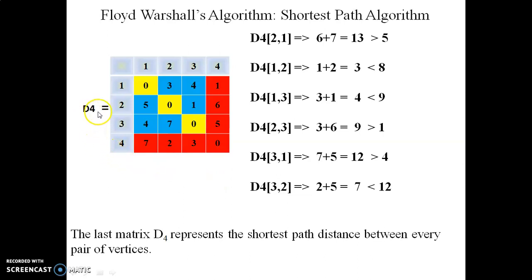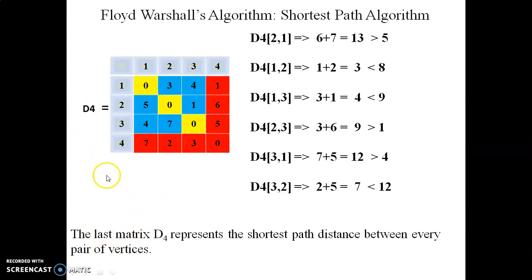Next we obtain the D4 distance matrix. In this D4, the fourth row and fourth column will be same as that of D3. D4 of 2, 1 refers to this particular index. So this particular entry corresponds to 6 and 7. So 6 plus 7 is equal to 13. Now this 13 again we have to compare with the index value of the previous matrix, which is 5. Now 13 is greater than 5, so we keep the minimum value, that is 5. So 5 is written here. Similarly, we obtain this 4, 7, 1, 4 and 3.